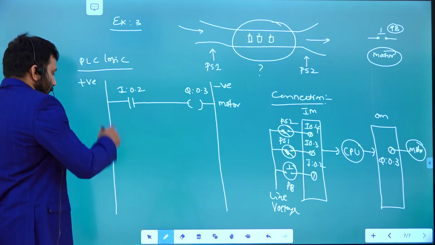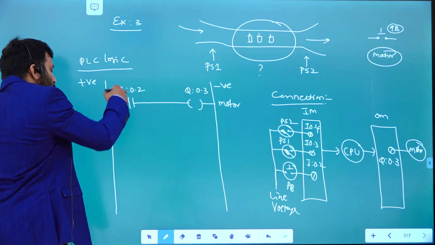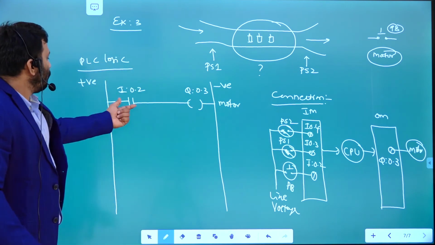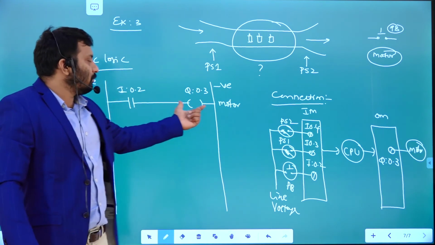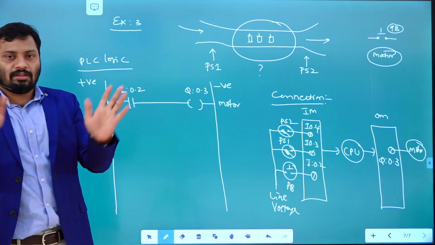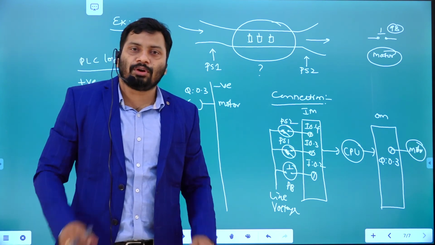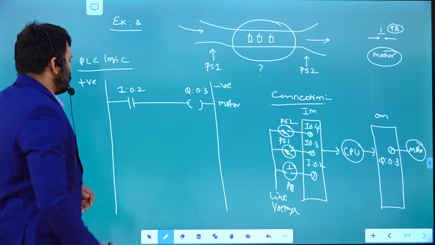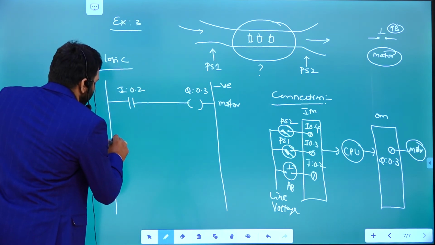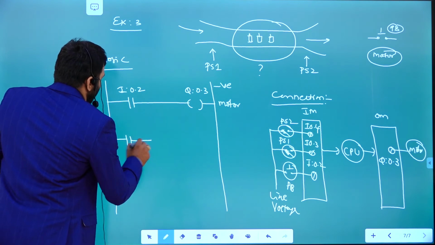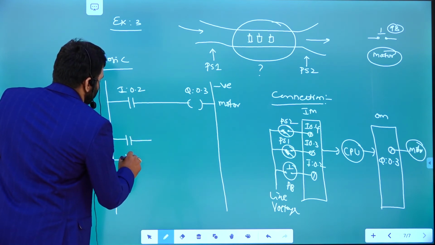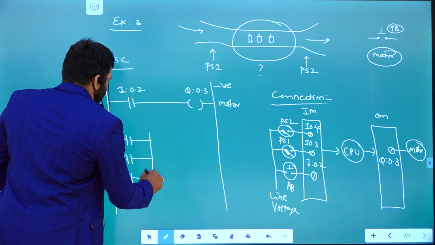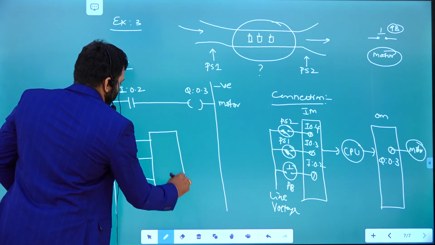If the push button is in the open condition, the corresponding bit of this particular input image block is 0. That is the reason the motor is going to be stopped. That means the conveyor belt is going to be in the off position. Right? So now we are using the counter block, which is going to be used for both up counting and down counting.